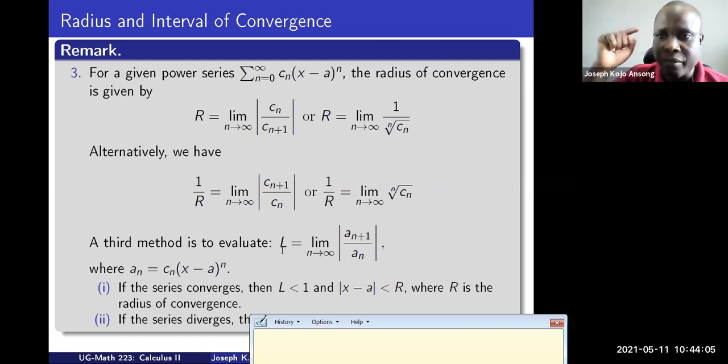Now, remember from our study of infinite series, right? The ratio test. If you find L and L is less than 1, then the series is convergent, okay?